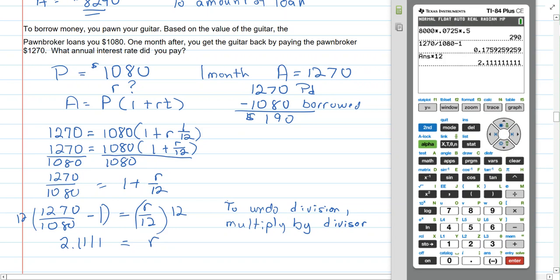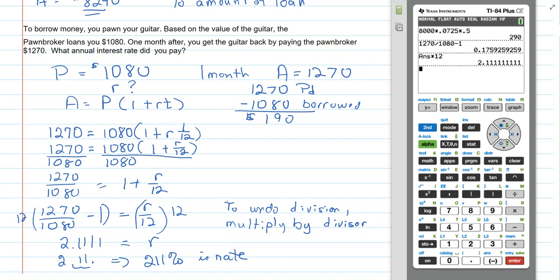All right, so this means that I'm going to move 2 decimal places, because this is the decimal value. I'm going to move it 1, 2, and that makes it 211% is the rate. In other words, if you left the guitar there with the pawnbroker for a year, it would double the cost of what he lent you. That's why it's difficult to make decisions in finance for the long term rather than need.